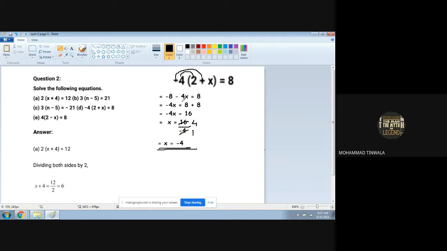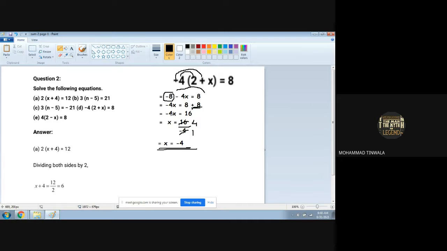Now minus 4x we have to find, x we have to find, that means minus 4x has to be separated. So that is at a side, equal to 8 as it is. This minus 8 shifted towards the right side, so it is converted to plus 8. Now minus 4x is equal to 8 plus 8, 16.